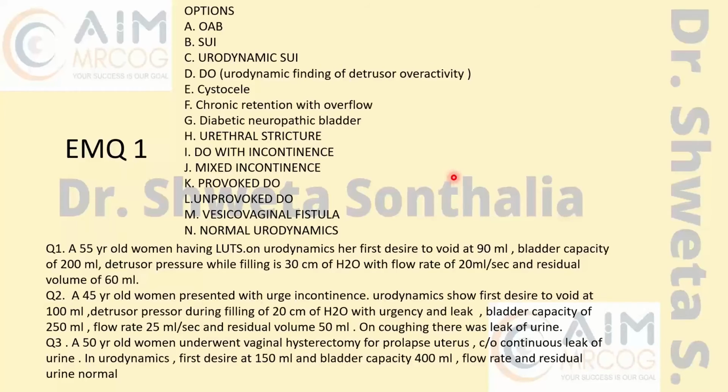Cystocele is not the case. Chronic retention is not the case. Diabetic, no history. Urethral stricture, no history. She doesn't have any incontinence, so that rules out detrusor overactivity with incontinence. There's no stress incontinence, so there's no mixed incontinence. And this is not a provoked detrusor overactivity. So I think it's D, urodynamic finding of detrusor overactivity. So D is your answer for question 1.